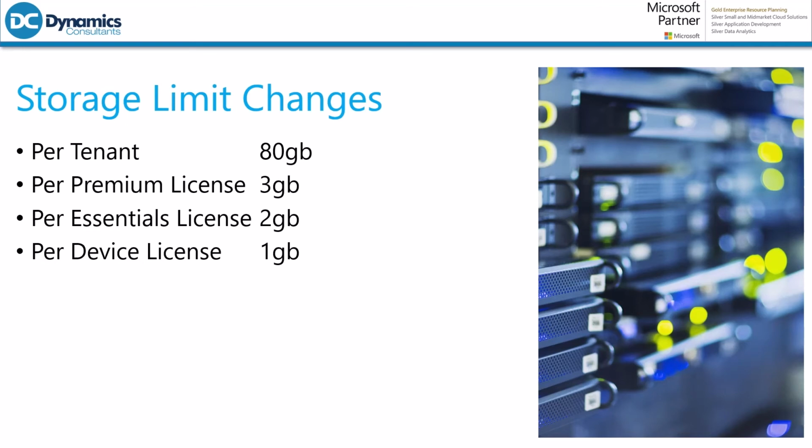The recent changes have meant that as well as the 80 gigabyte limit, you also have an allowance per license purchased in your environment. For each premium license that you have in your environment, you're given an extra 3 gigabytes capacity. For each Essentials license, you're given a 2 gigabyte capacity increase, and for each device license, you're given an additional 1 gigabyte storage. So what does this mean for you?